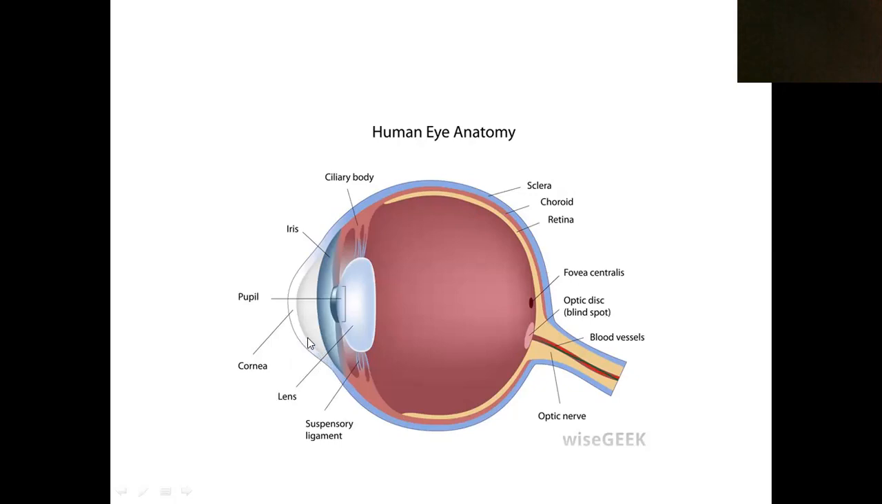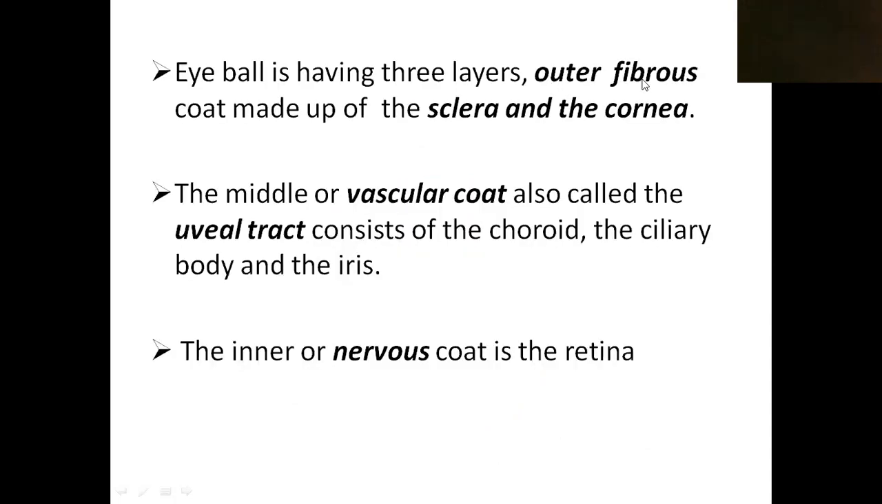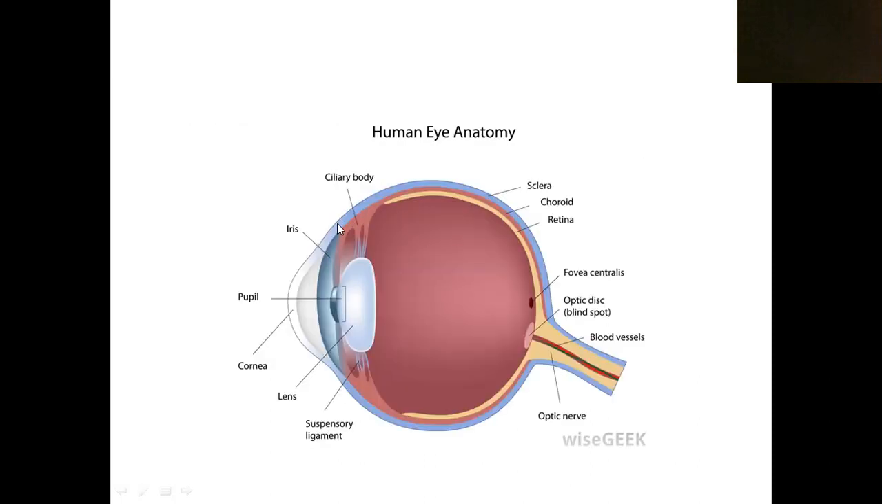Then this anterior part, this most convex part, is the cornea. So the outer fibrous layer has two parts, sclera and cornea. So the first part is clear. See the diagram once again. This whole thing is the fibrous layer, the outermost layer, with this posterior part known as the sclera, and this anterior-most convex part, the cornea.